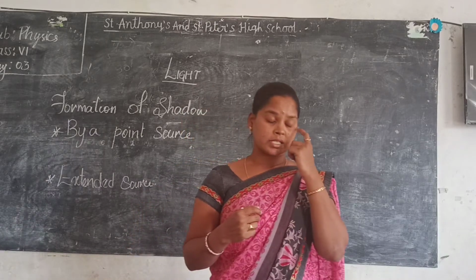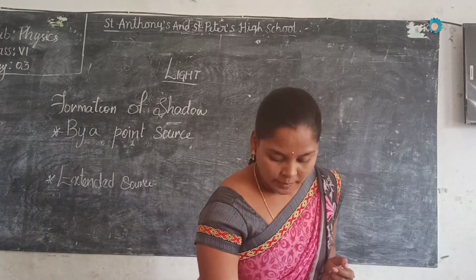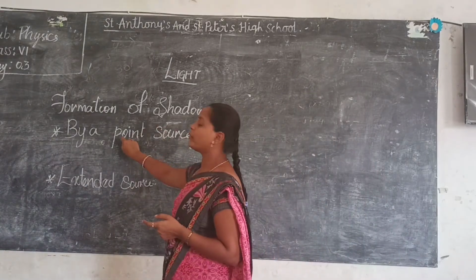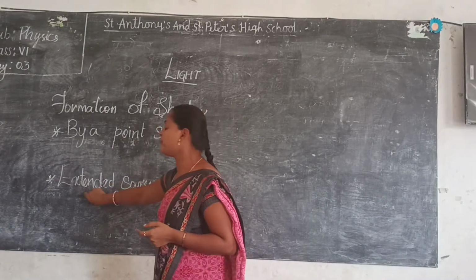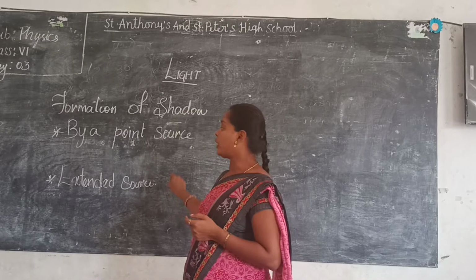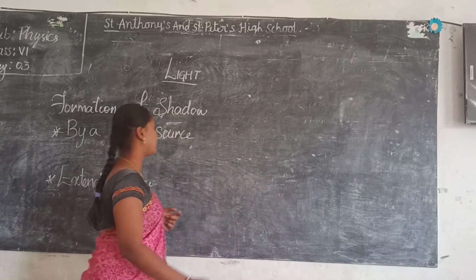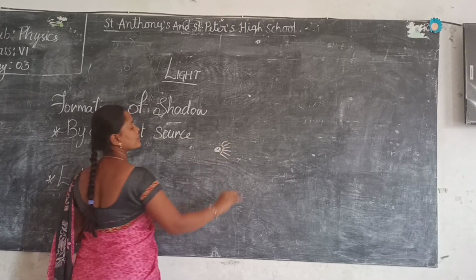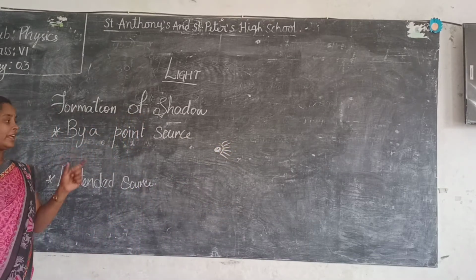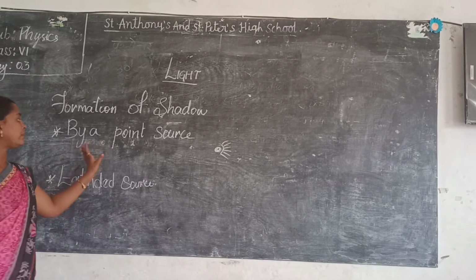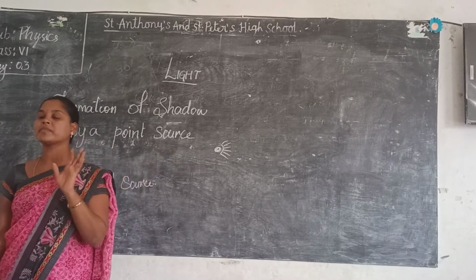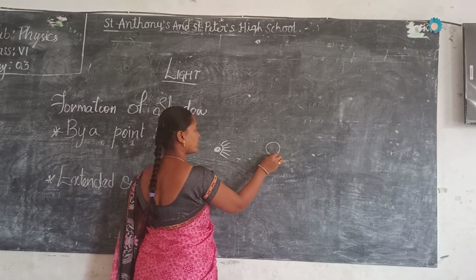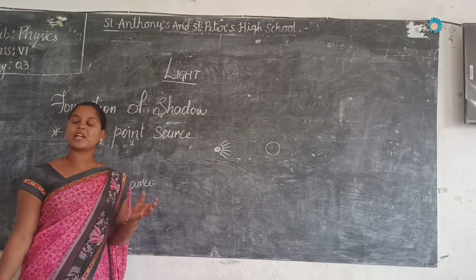Next, now we will be discussing about how shadow is formed when there is a point source of light and when there is an extended source of light. Point source of light means what? A small source of light. When an object is placed in between point source of light, how the shadow forms. For example, I have placed a ball here. So how the shadow will be?